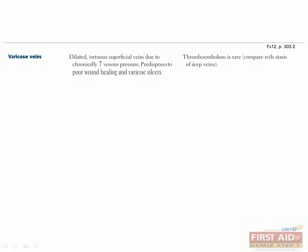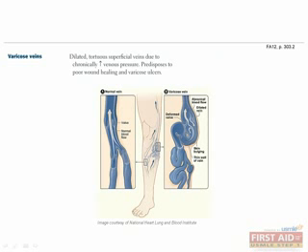Now let's move on to diseases affecting blood vessels. We'll start with varicose veins. These are superficial vessels that are enlarged and tortuous, usually due to chronically elevated venous pressure. These are a common finding in elderly patients or in patients with prior surgeries.